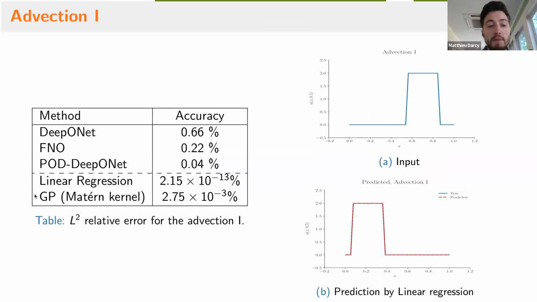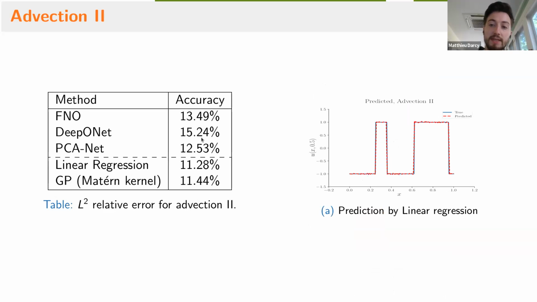What's interesting is our method, our GP with a Matern kernel, in this case beats all other methods. It gets 10 to the minus 3 accuracy. The best thing that was reported in the previous paper was 0.04%. So in this case, we're actually beating all the neural network approaches that were examined for this particular problem.